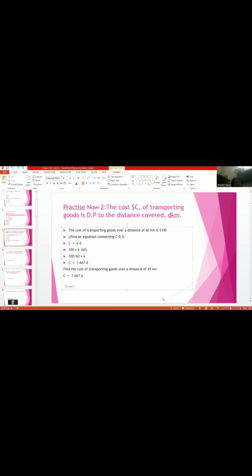Now I have to write it. The value of D is given, that is 45. So I have to put it here, 45. Now simply I have to multiply 1.667 with 45. Okay. Please, you also calculate the value.